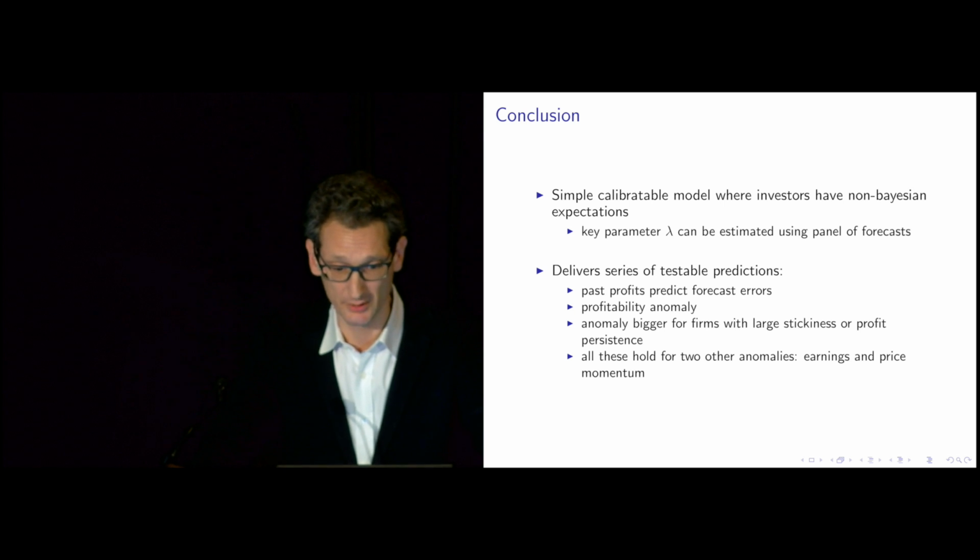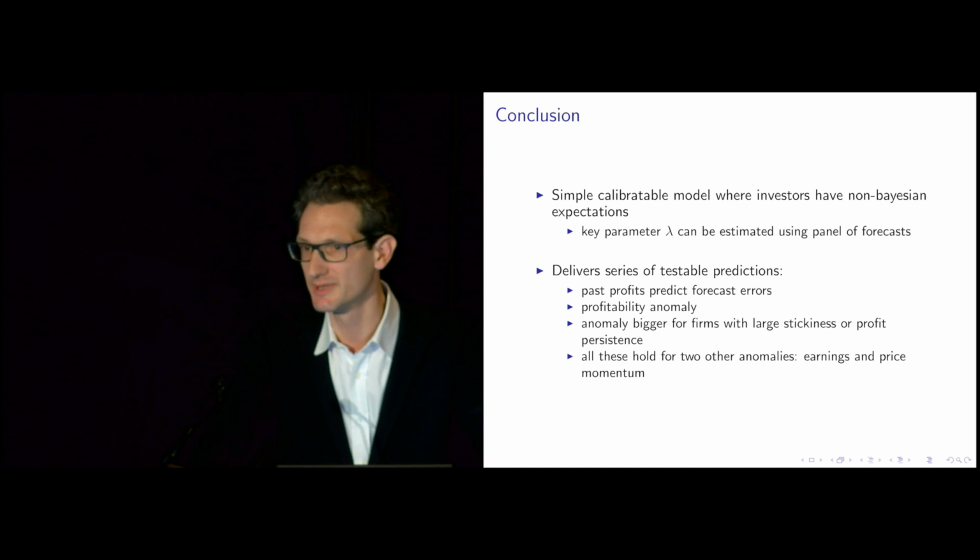Past profits predict forecast errors, and the profitability anomaly is bigger for firms that have large stickiness or profit persistence. And all these also hold for two other anomalies, earnings momentum and price momentum.